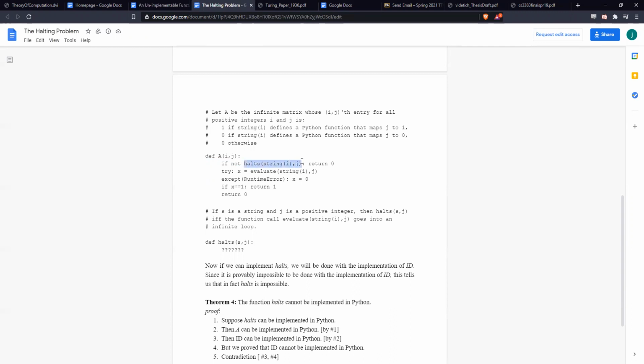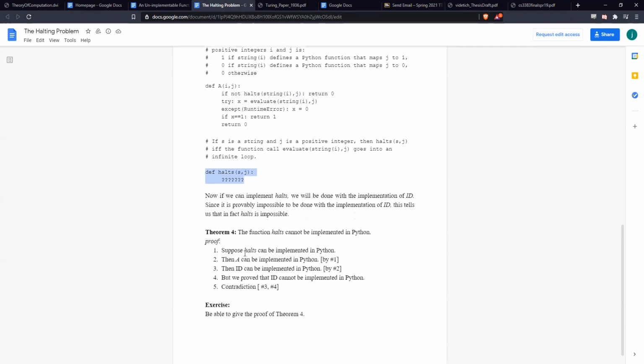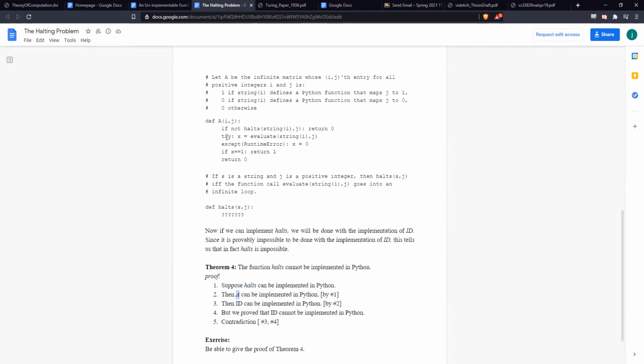Okay, but we haven't defined halt in the other function. Yeah, that's the thing. I want you to implement it. You can't. How do I know you can't? Well, if I were to ask you to implement it, suppose that I could. That would mean the A function can be implemented, because that's the only thing missing. And if the A function can be implemented, then so can this. But we already proved that it can't.